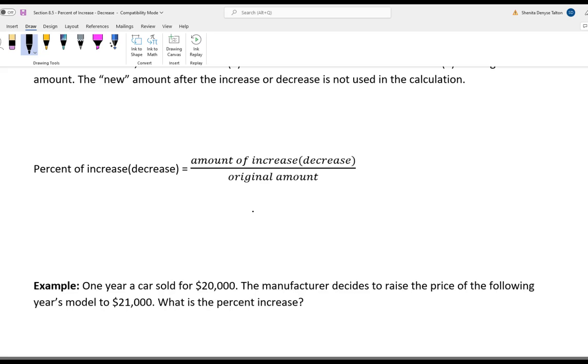Okay. This is the equation for the percent of increase or decrease. First, you have to figure out the amount of increase or decrease, and then you're going to divide it by the original amount.